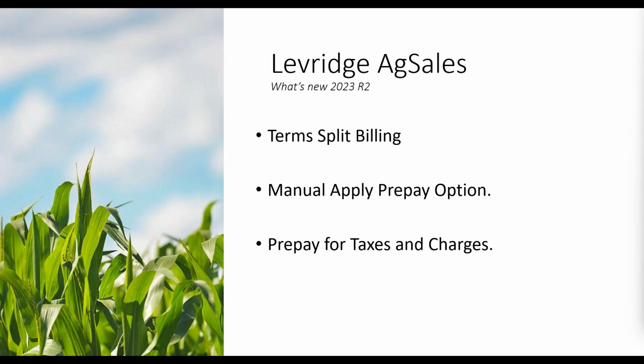We also now support a manual prepay application. Previously, Levridge automatically applied prepay. Now we'll be able to manually apply that prepay instead if you'd like. And we also support prepays for charges and taxes. In the past, the prepay would only apply to the item part of the invoice. Now you can apply it to taxes, and optionally taxes and charges.